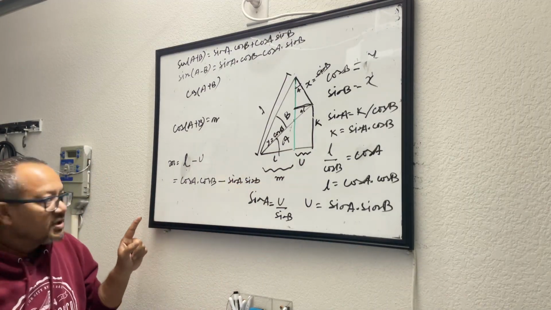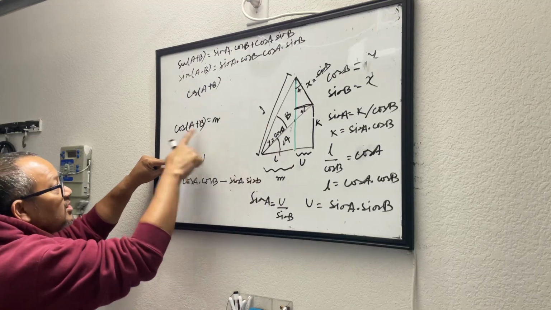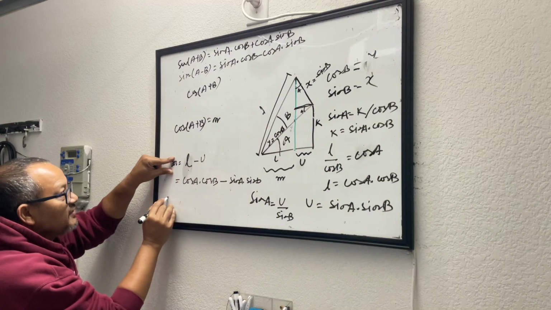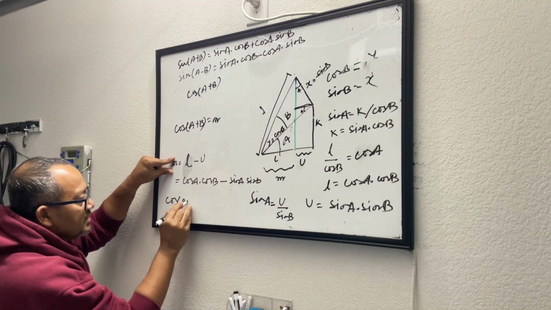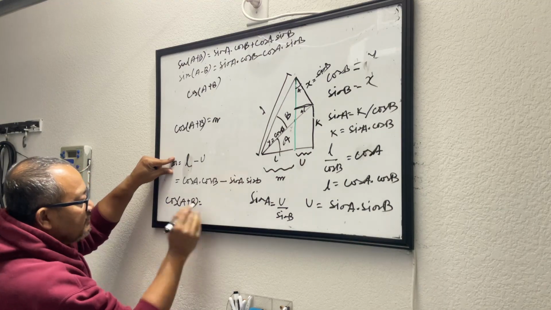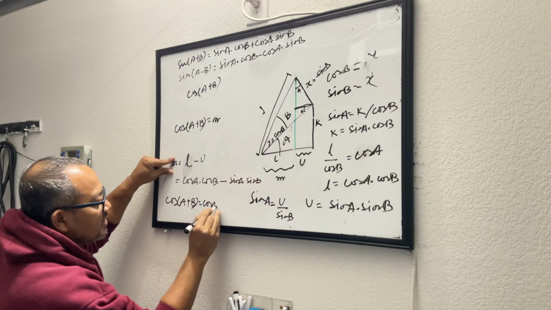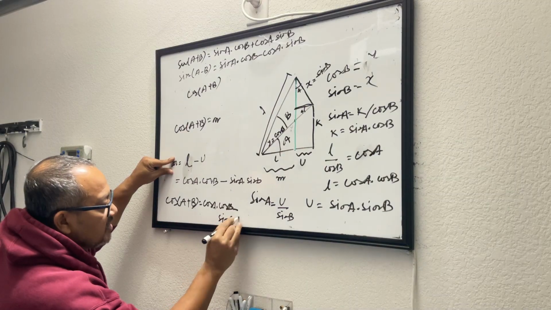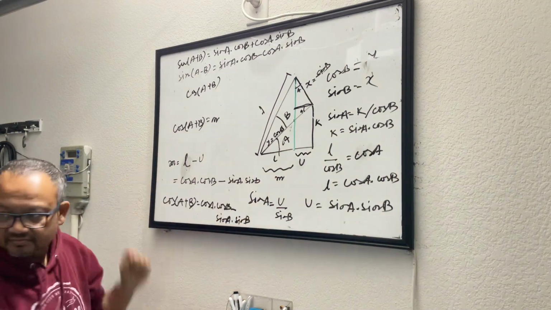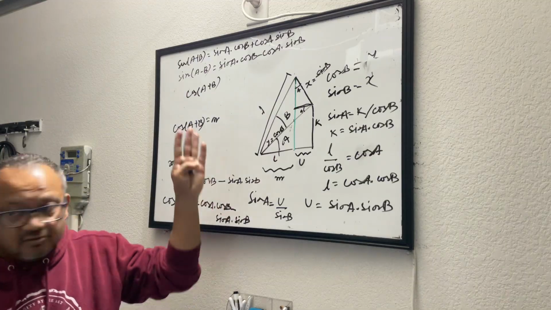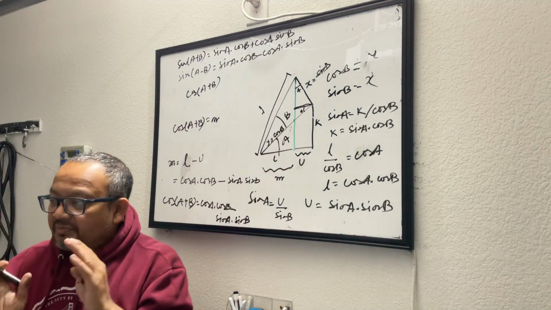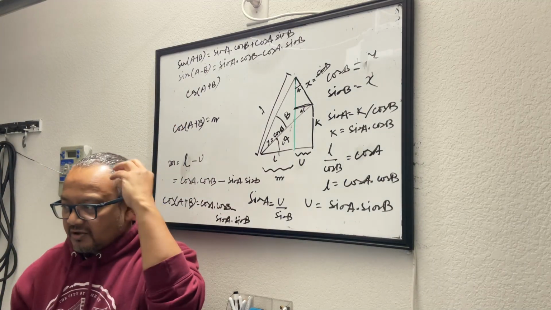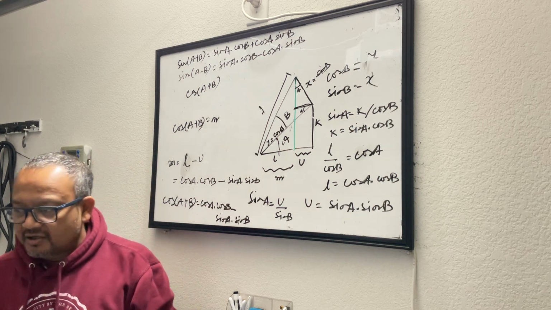Yeah. So this M is nothing but your cos of A plus B. So you will replace M with the cos of A plus B. This equals cos of A times cos of B minus sine of A times sine of B. Look at the whole journey. This is a one-time picture that you have to store in your memory.